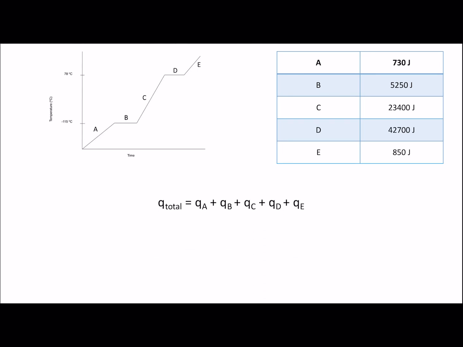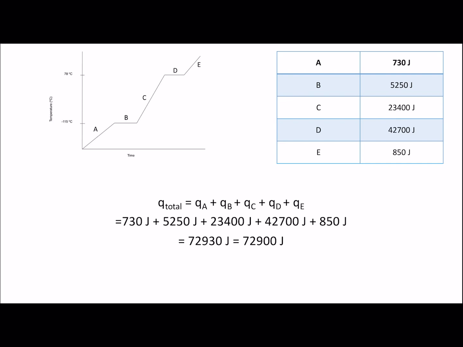So all we have to do is take all those Q values. So Q total, or the total amount of heat, is going to be the heat required to go in part A, B, C, D, and E. So we have to add all 5 of those up, and we get 72,930 joules. But again, following our sig fig rules for adding, the lowest place value they all have in common is the hundreds place value. So we'd have to round it to 72,900 joules.